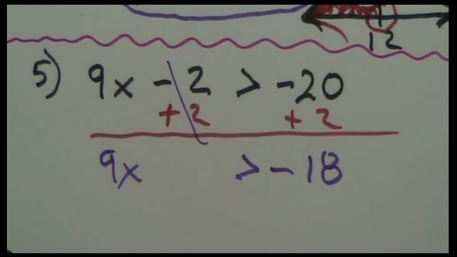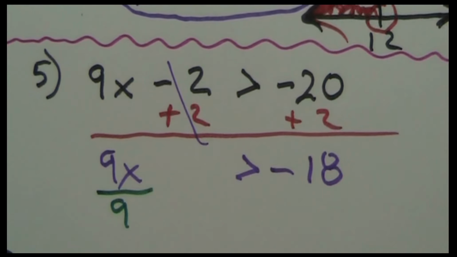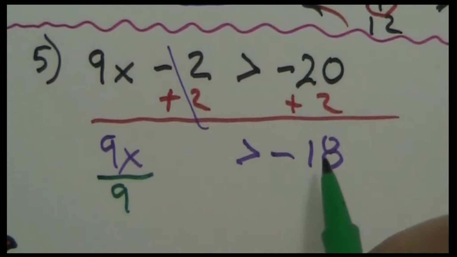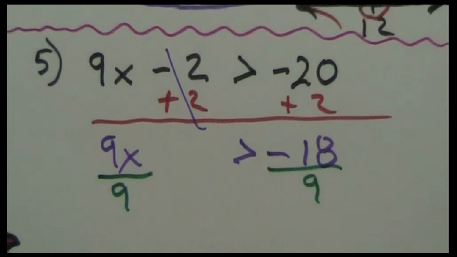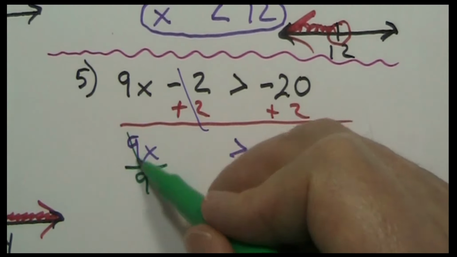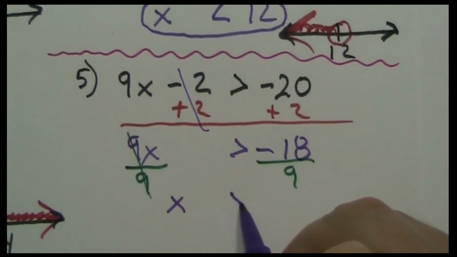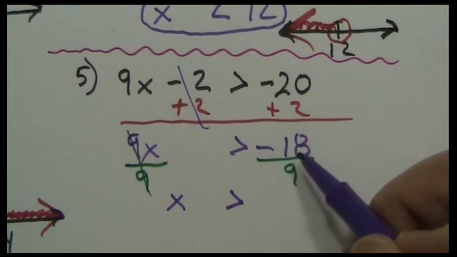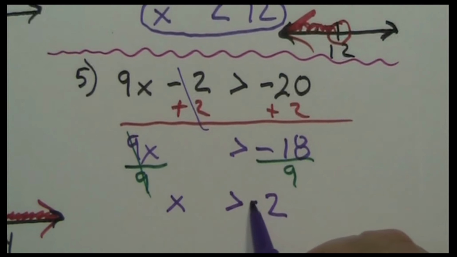Next step, I need to get rid of the 9. Since it's multiply, I divide, but you'll need to do it to both sides. And notice this will become 1x. And here, 9 goes into 18 twice, and there's 1 negative.